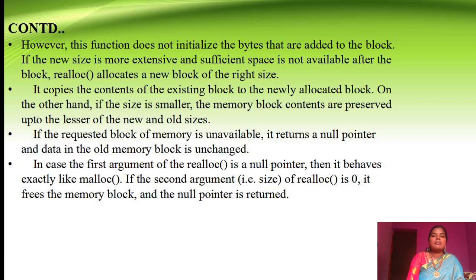In case the first argument of realloc is a null pointer, then it behaves exactly like malloc. That means it creates a new block of memory. If the second argument of realloc is 0, then it frees the memory block and a null pointer is returned.